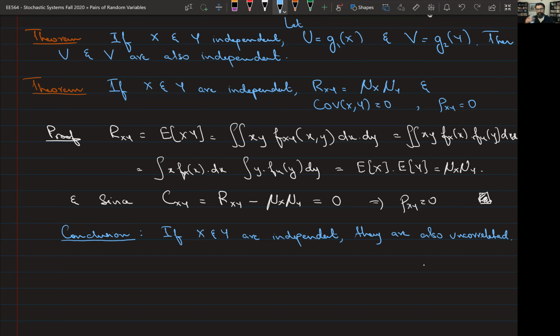What about the converse? So what do you think? Here's the question. Is the converse true? In other words, if x and y are uncorrelated, are they always independent?